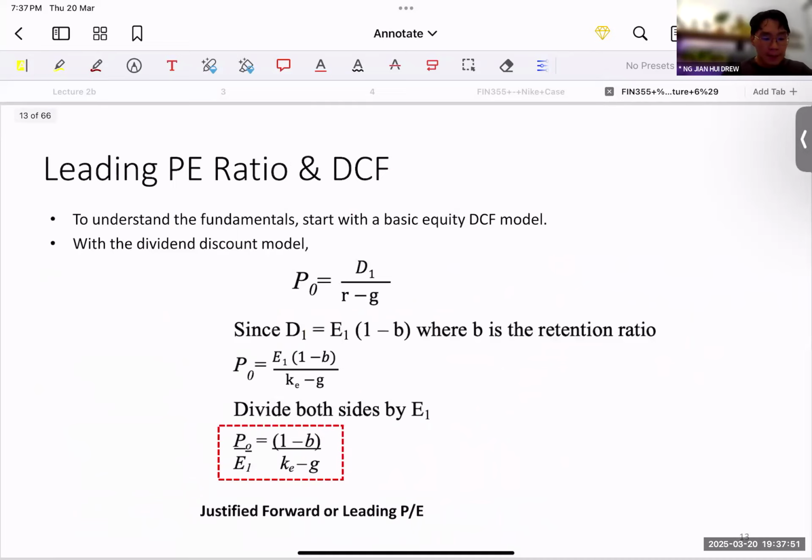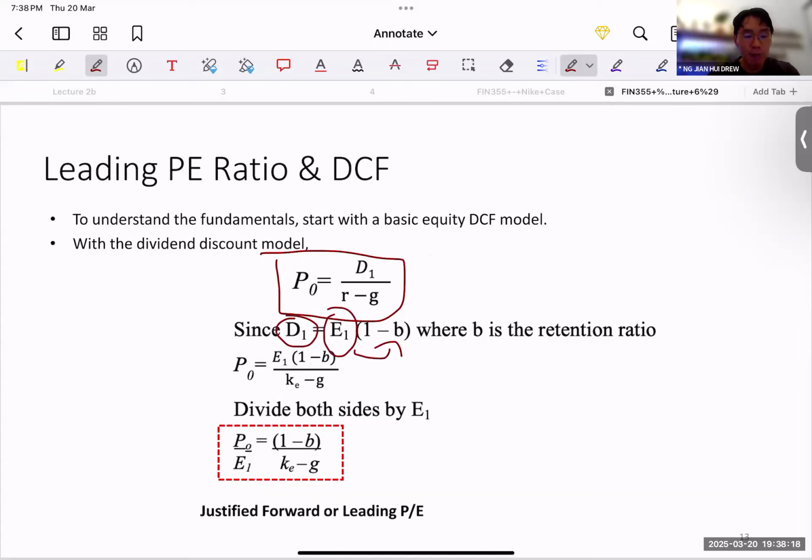Okay, so just now we were talking about trailing PE. Now let's do the justified leading PE. Leading meaning the earnings are forward-looking. We start off with the dividend discount model here. We know that the dividend paid in year one equals the earnings in year one multiplied by what is not retained, which is 1 minus retention ratio B. So we're going to substitute this D1 with E1 times 1 minus B, which gives us this one.